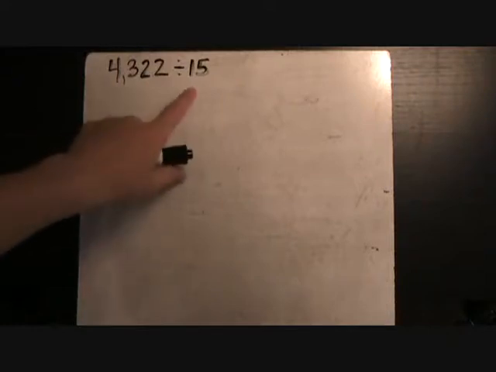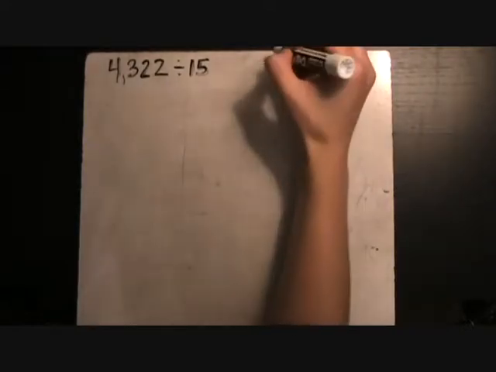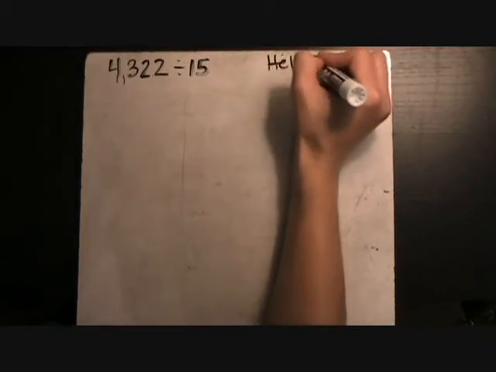Here we are given the problem 4,322 divided by 15. There's many strategies that we can use to solve a division problem, but in this particular case, I don't necessarily know 15 times 7 in my head or 15 times 9 in my head, so I'm going to use partial quotients. And partial quotients is a strategy that students can use when they don't know all of the multiplication tables of the divisor. So when we're using partial quotients, the first thing we're going to do is start a help box. So I'm going to come over to the side and I'm going to label it help box.